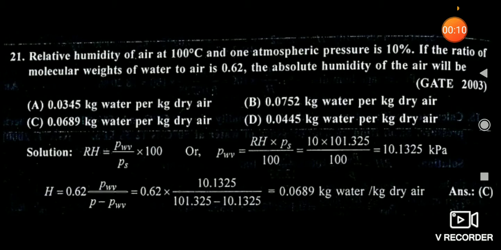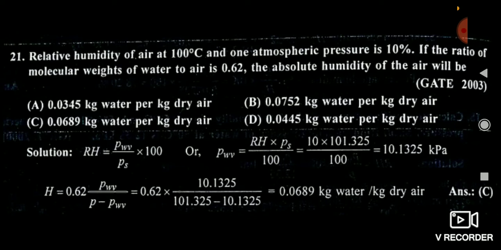Friends, in the previous lecture, we have discussed the different formulas and concepts regarding humidity and different pressures and different terms which we have used in humidity. So before watching this, I will suggest you to watch that video.